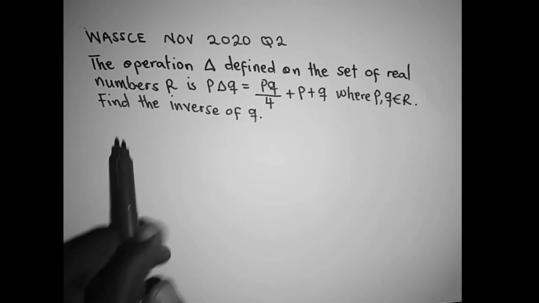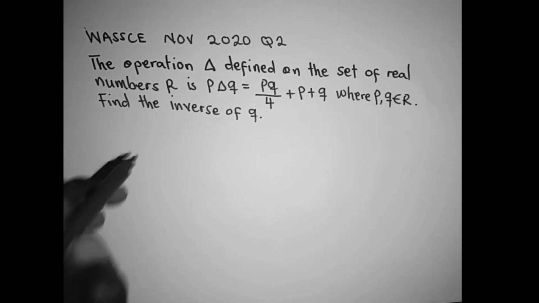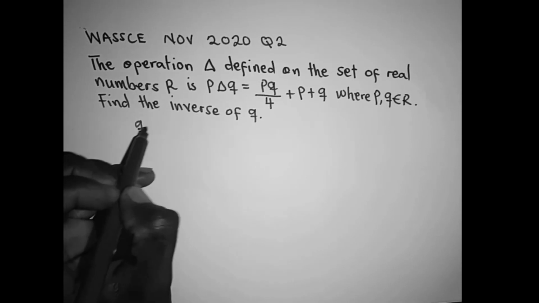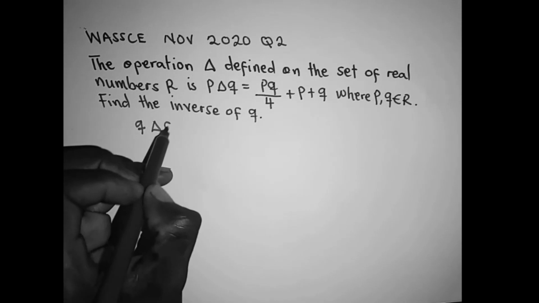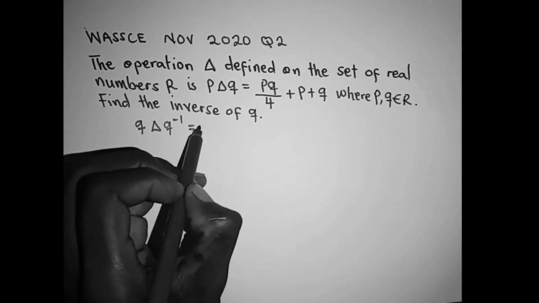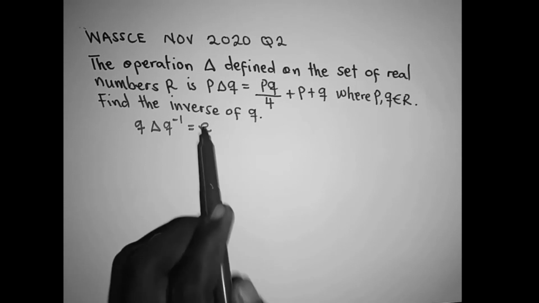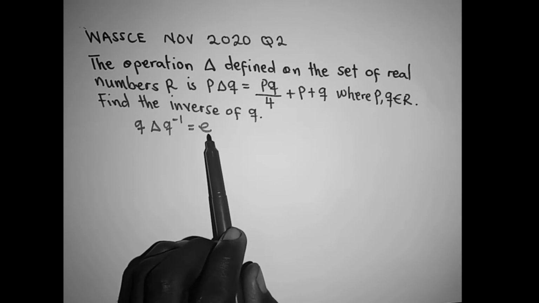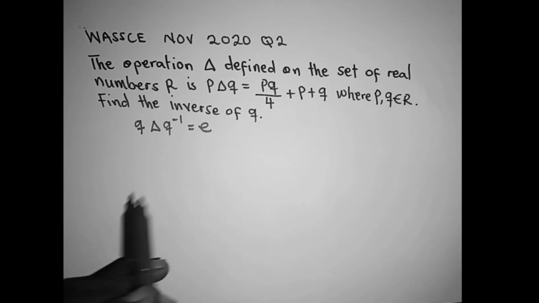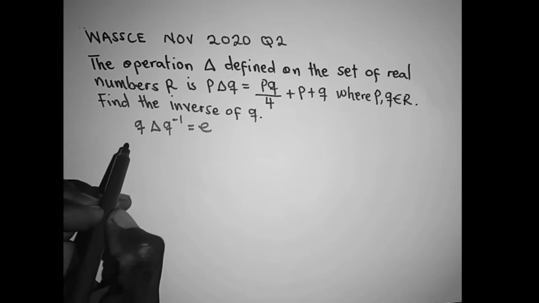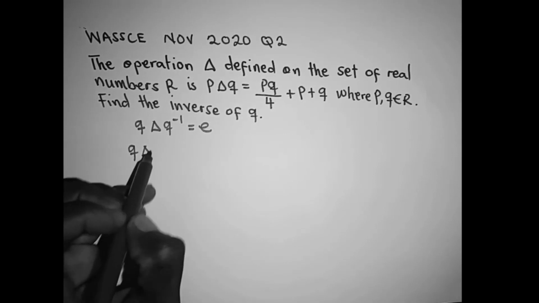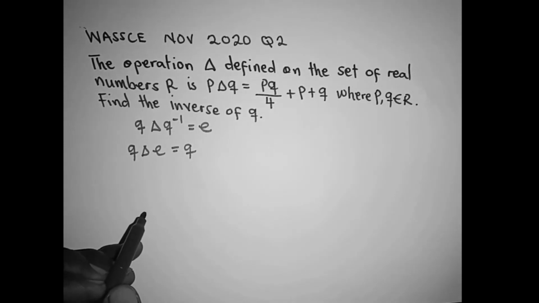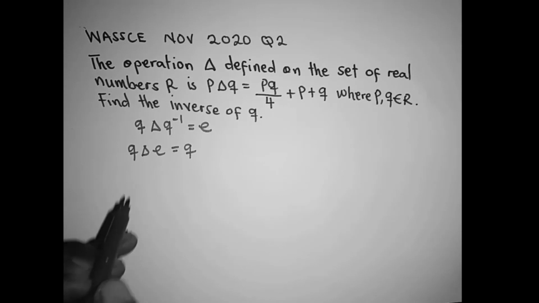Okay, so what we will do is that we know the formula that Q operation Q inverse equals the identity element. But in the question, we are not given the identity element. So the first task will be to find the identity element. But we know that Q operation the identity element equals Q. So let's find Q operation the identity element.